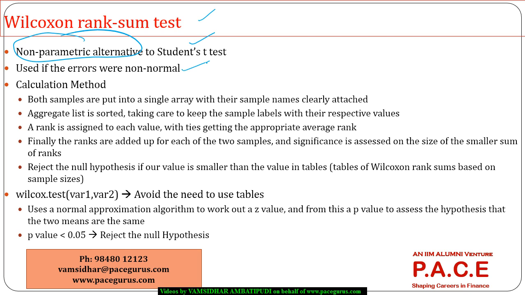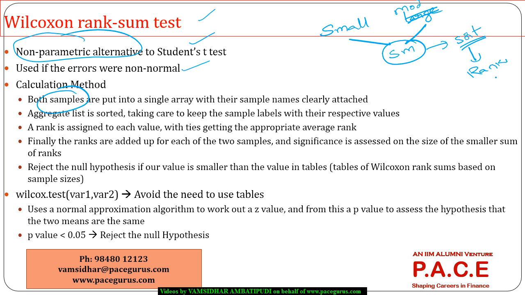Now, just to understand what happens here, the samples from both small as well as moderate are combined and put into one single array, with the names clearly attached. So this belongs to small, this belongs to moderate. This whole thing is sorted in ascending or descending order, and the labels are kept intact. Once they are sorted, a rank is assigned to all these values. So the rank is a combined rank, from both small as well as moderate. Now, all the ranks are simply added. And if there is a tie in the ranks, the average rank would be given.